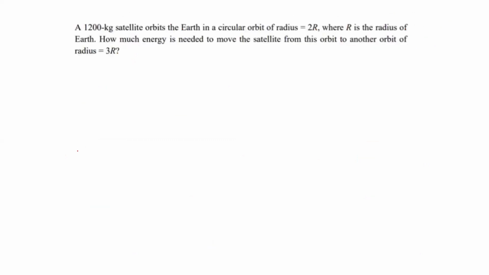Now I will finish with this problem here. I have a satellite, and I give you the mass of the satellite. It's in a circular orbit around the Earth, and I give you the radius of the orbit, 2r, where r is the radius of the Earth. How much energy is needed to move the satellite from this orbit to another orbit of radius 3r? Here, all I need to apply is work applied is delta K plus delta UG, meaning work applied is delta mechanical energy.